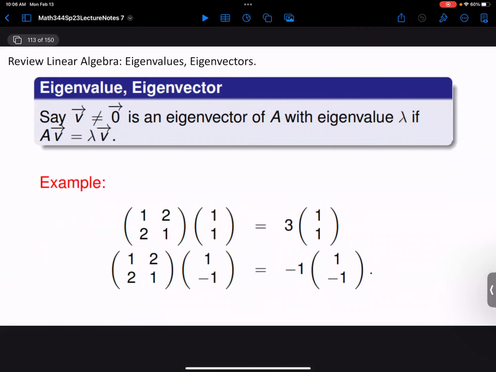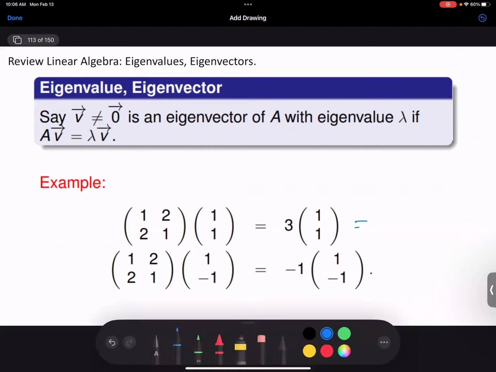going to be expensive. If, however, when I have my matrix acting on a vector, it just rescales the vector, well, if I multiply it by the matrix again, instead of having 3 times, I'd have 9. If I did it again, I would have 3 cubed or 27. And then it makes it extremely easy. And then the hope is that we can write a typical vector. So we'll call this, say, 3v1. We'll call this -1v2. We can write a general v as, say, c1v1 plus c2v2.